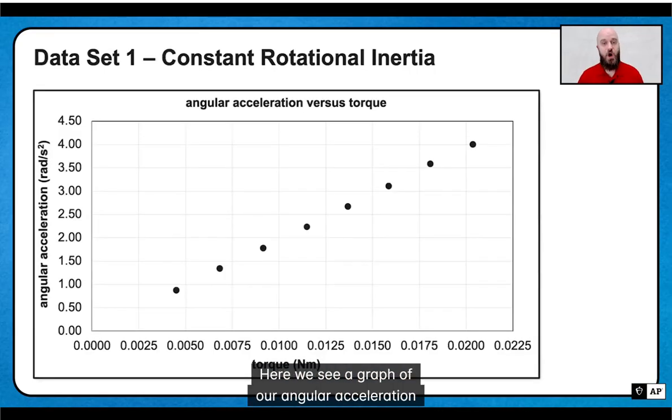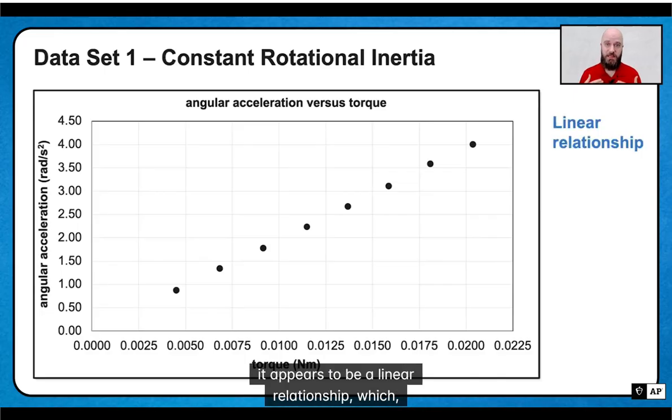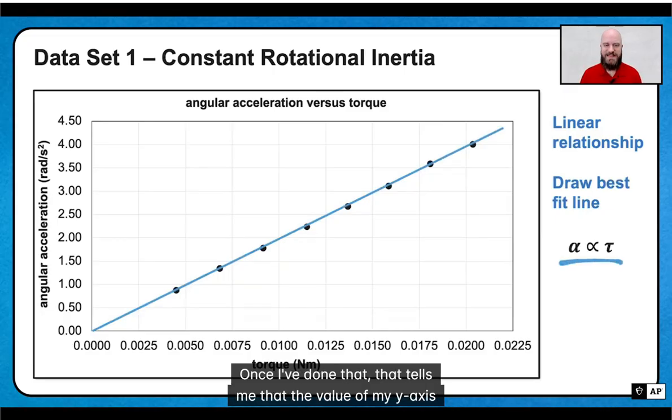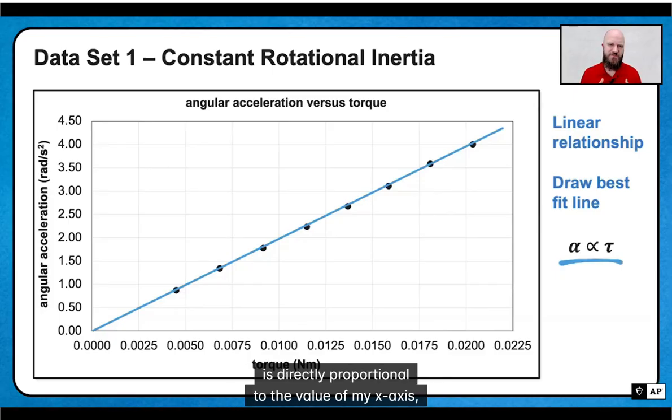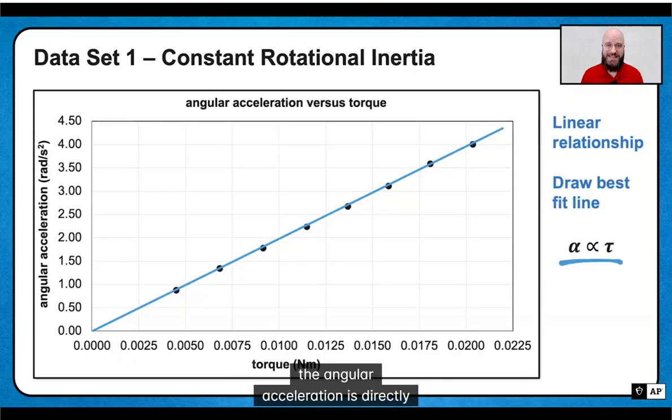Here we see a graph of our angular acceleration versus our torque. Now, when I'm looking at this data, it appears to be a linear relationship, which for data analysis in this class is wonderful. That means I can go straight to drawing a line of best fit. Once I've done that, that tells me that the value on my y-axis is directly proportional to the value on my x-axis, meaning, in this case, with constant rotational inertia, the angular acceleration is directly proportional to the torque exerted on the system.